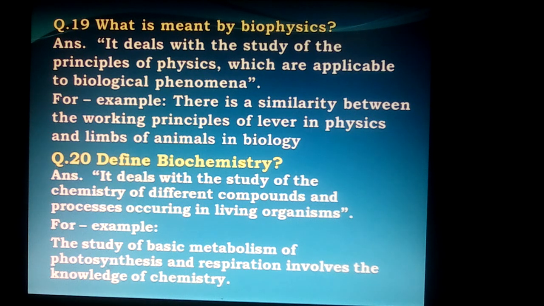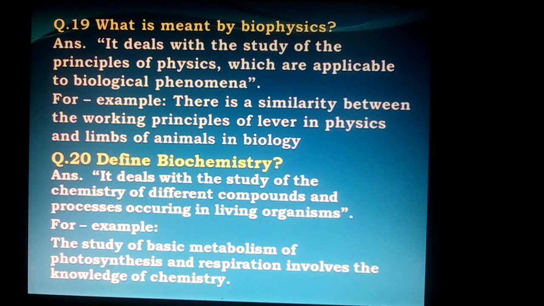Remember students, when I was explaining chapter number 1, I explained in detail. So I am reading and explaining all these questions again. Question number 19 says, what is meant by biophysics? This is the relationship between different science subjects. It deals with the study of the principles of physics which are applicable to biological phenomena. Those principles of physics which relate to biological phenomena, we call biophysics.